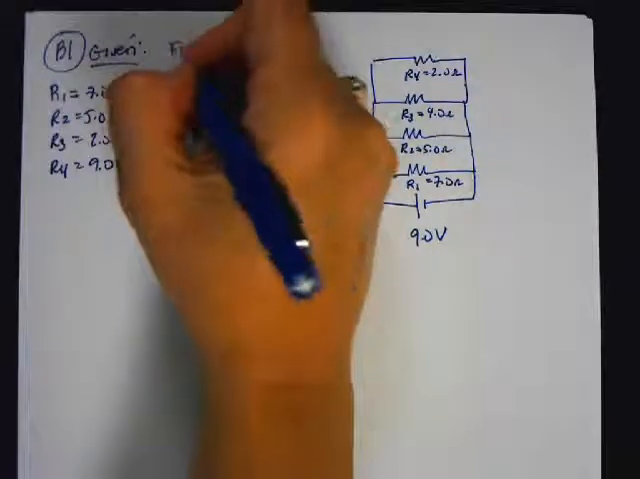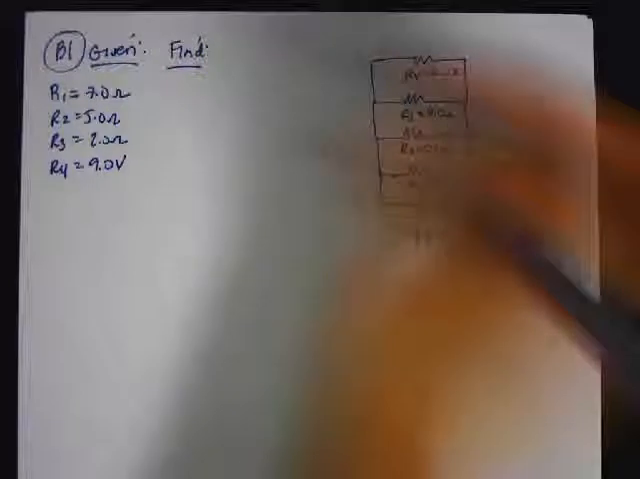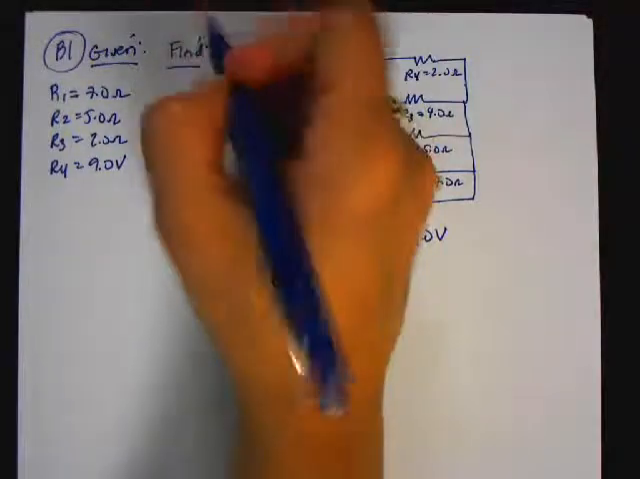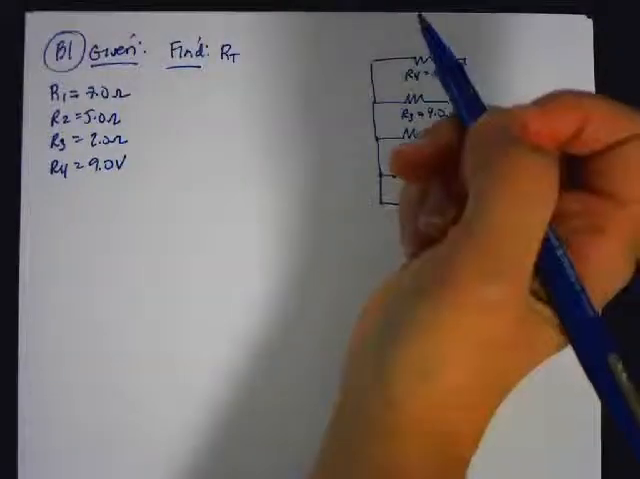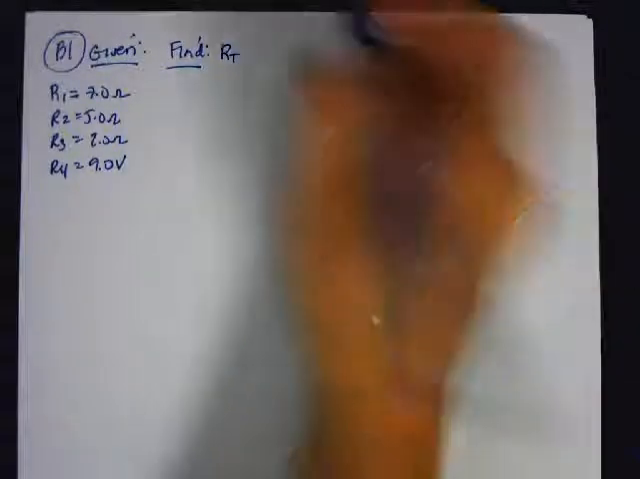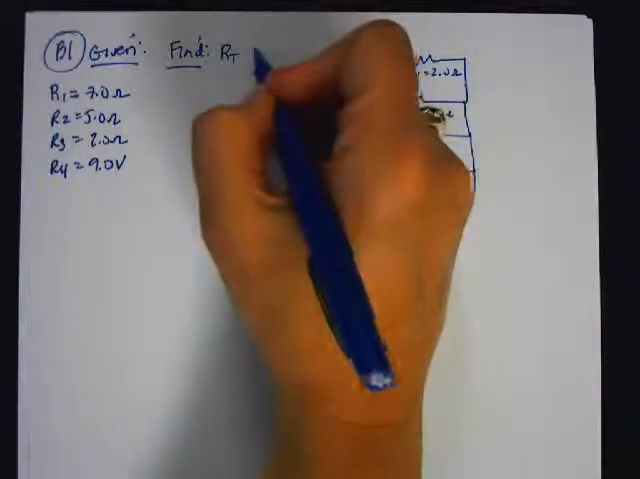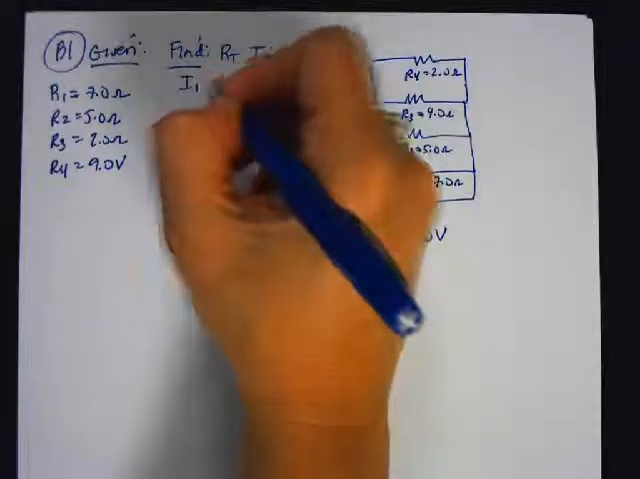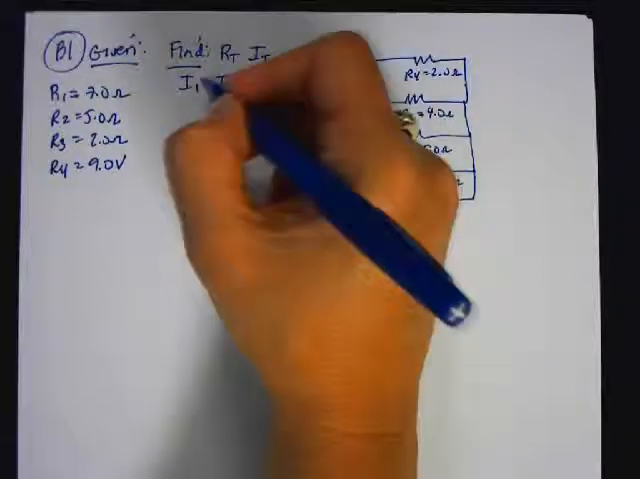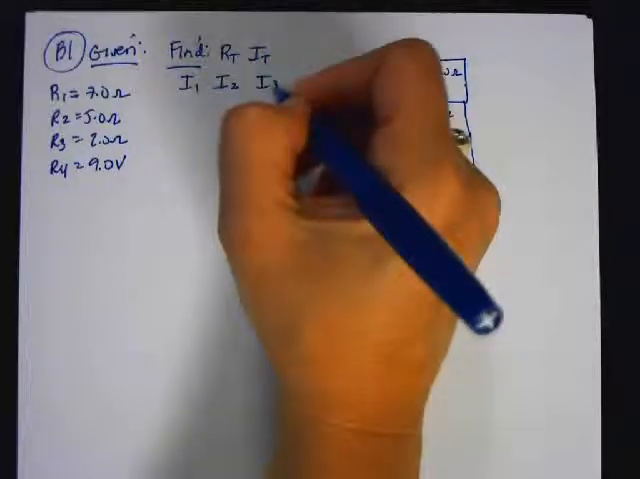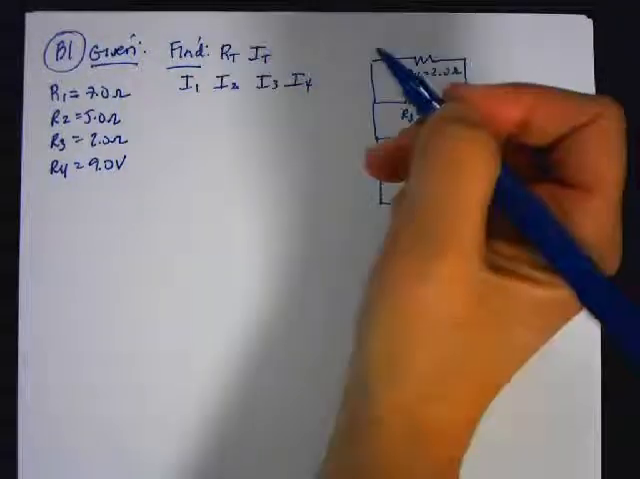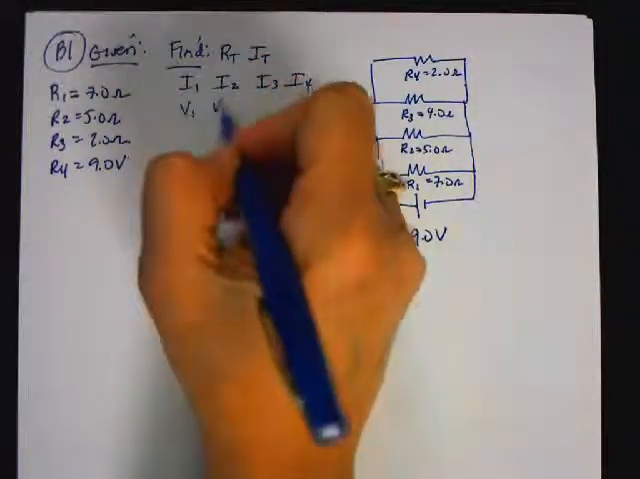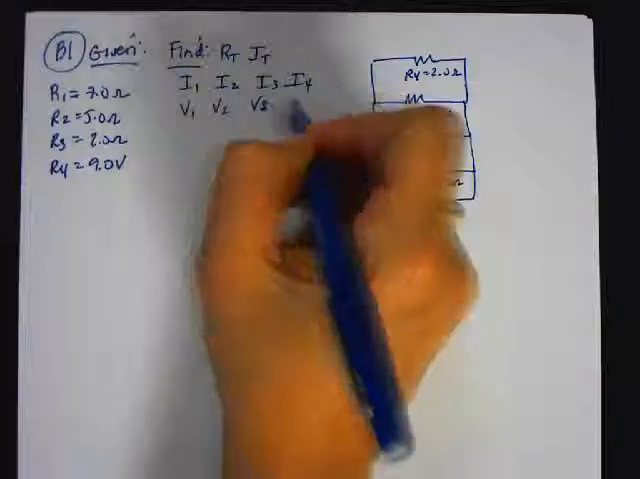And what do I want to find? Well, they found the equivalent resistance in the sample problem, but we'll go ahead and calculate that. So I want to find the equivalent resistance, which I just happen to call RT. I want to find the total current, and then I want to find the current going through each resistor, which would be I1, I2, I3, and I4. And while I'm at it, I'll find V1, V2, V3, and V4.